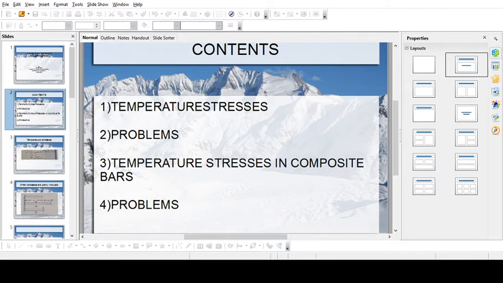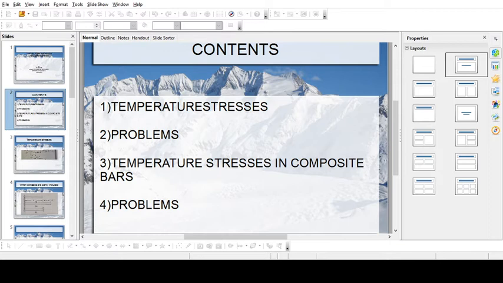For these temperature stresses, we know that every material expands when temperature rises and contracts when the temperature falls. The change in length due to the change in the temperature is given by the equation delta L equals L alpha T. Here delta L is the change in length, L is the length of the bar, alpha is the coefficient of linear expansion, and T is the change in the temperature. The coefficient of linear expansion, or thermal expansion, is different for different materials.